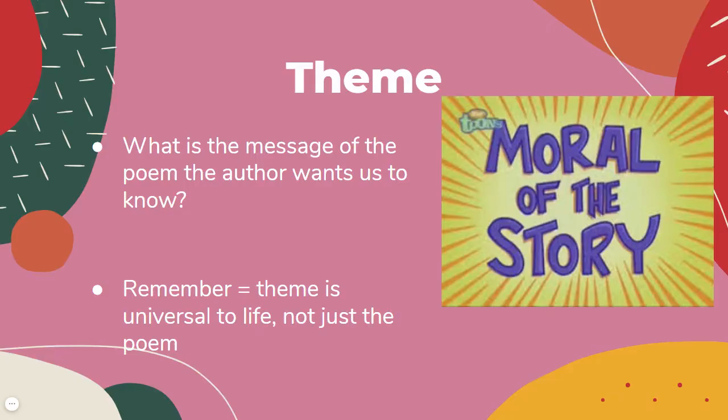Next is theme. Remember, we've talked about theme before. It's the message or the moral of the story. So what is the message of the poem the author wants us to know about? And remember, themes are universal to life, so it's not just going to be about the poem. Just like when we were finding the theme of Little Things Are Big and 11, it's going to be universal to life, so not just the poem.